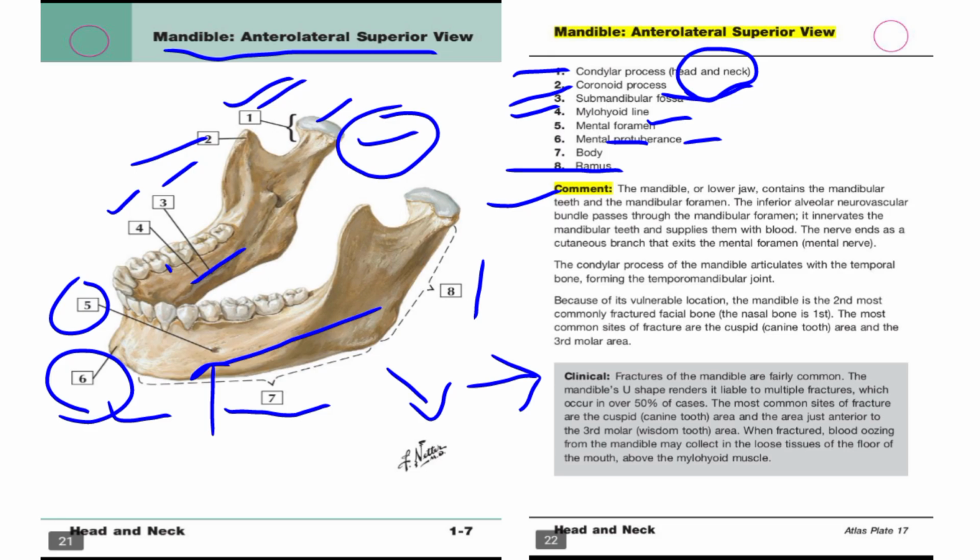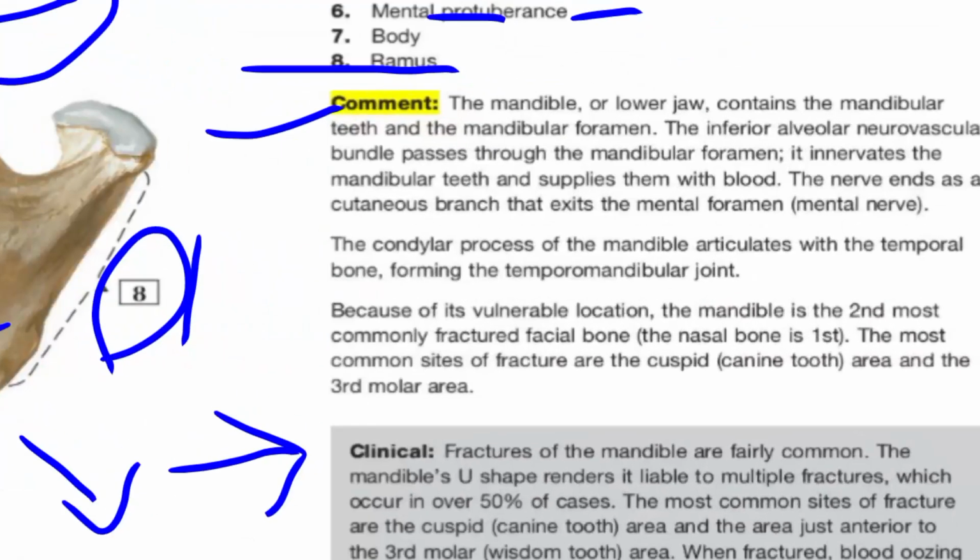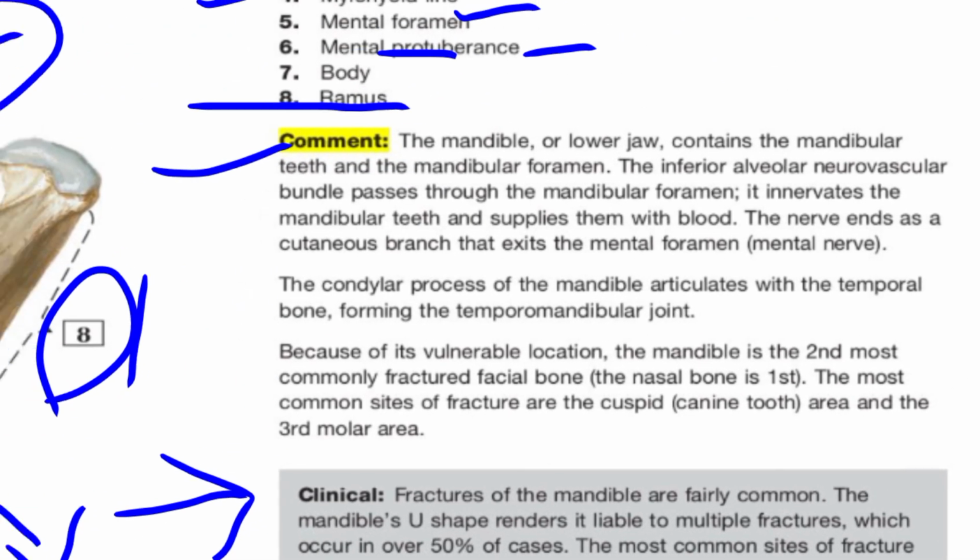First we have the condylar process, second the coronoid process, third the submandibular fossa, fourth the mylohyoid line, fifth the mental foramen, sixth the mental protuberance, seventh the body, and eighth the ramus. Now we will discuss the details of it. Mandible.